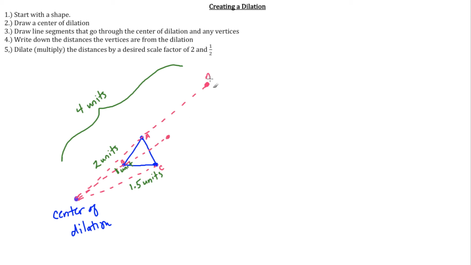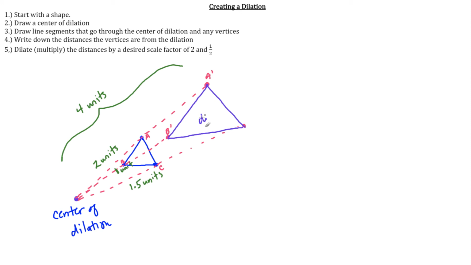And, well, I guess this will be A prime, B prime. And then this is 1.5, so I will extend it 1.5 more units. Okay, and so let's draw the dilation. So the dilation will be something like this. Remember, you're using a ruler, so it's going to look better than mine. So this is my dilation.